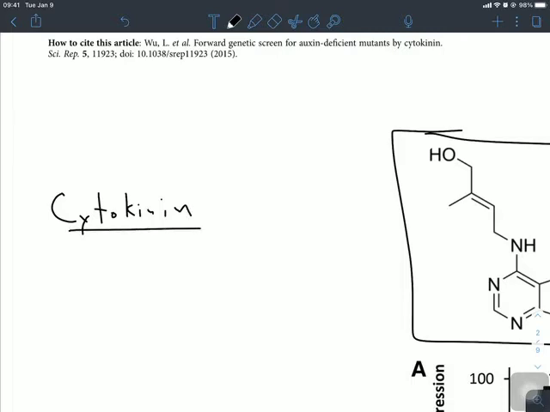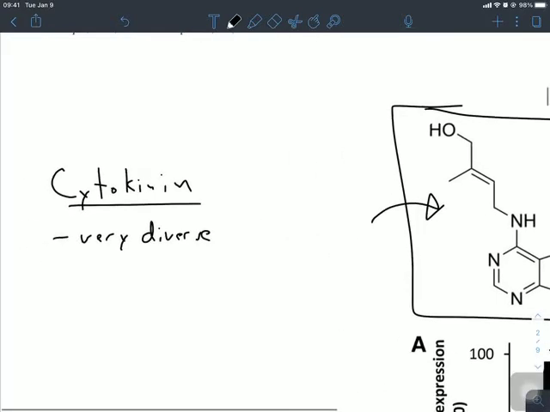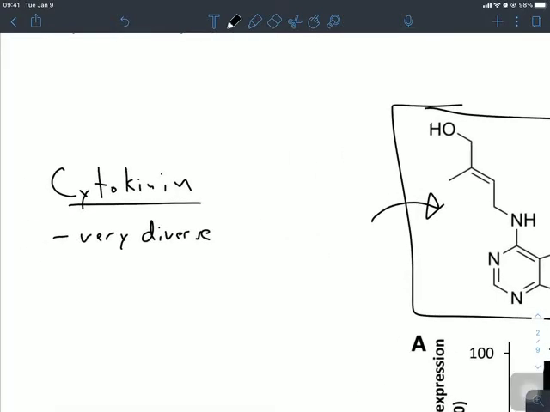Cytokinins are a class of molecule that are very diverse, and have a basic blueprint that looks like this if you're chemistry inclined. Cool, that may mean something to you. If not, don't worry about it. But their name derives from the fact that they were discovered promoting mitosis.